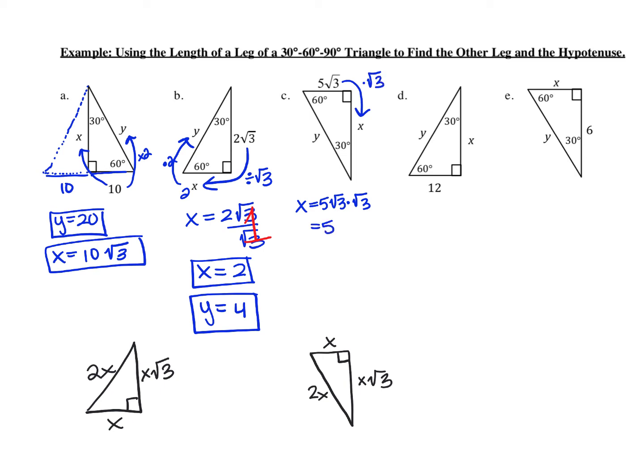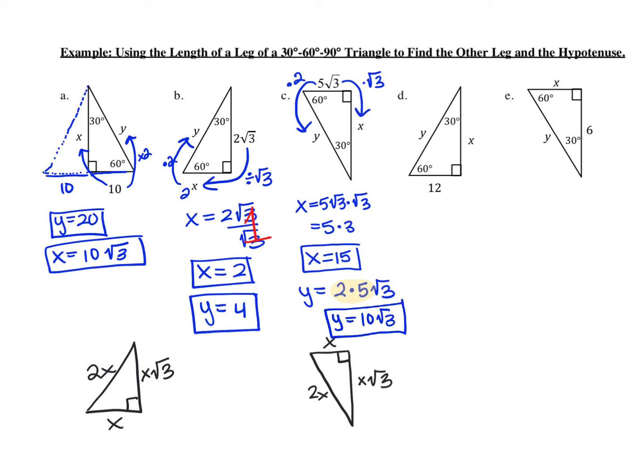So that would be 5 times 3, because root 3 times root 3 is the square root of 9, which is 3. So x is equal to 15. To get y, we're going to take the 5 root 3 and multiply it by 2. So y equals 2 times 5 root 3. And if you remember back to our lesson on multiplying radicals, all you have to do is multiply your whole numbers. So y is equal to 10 root 3.